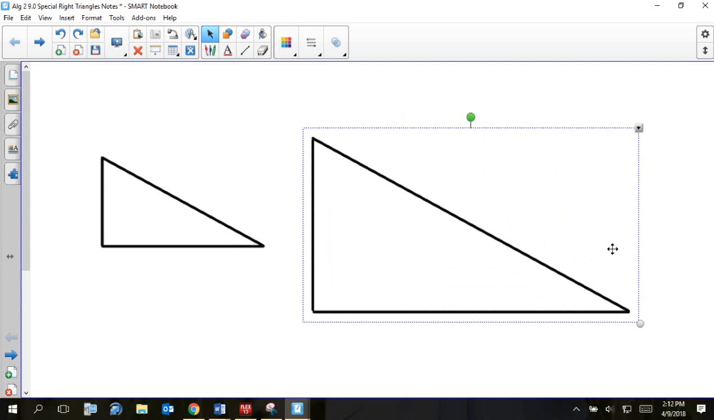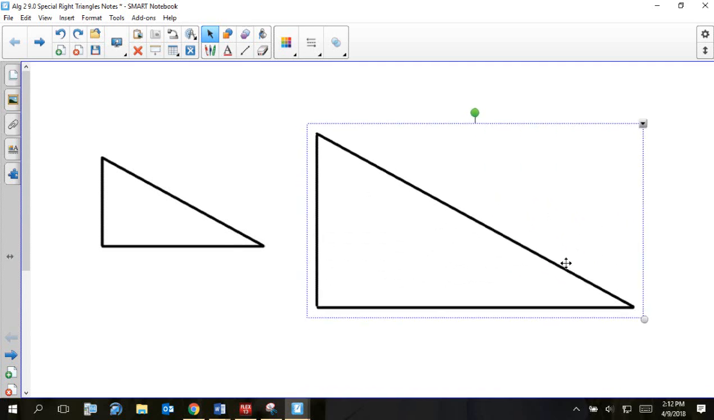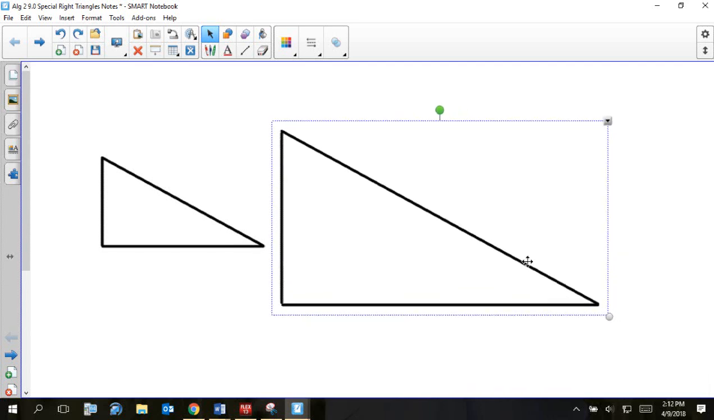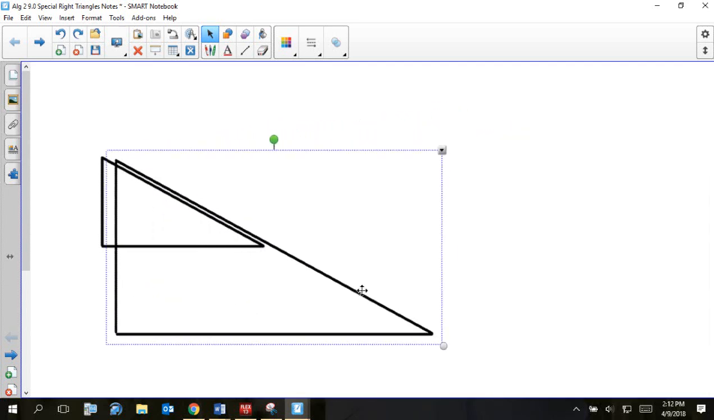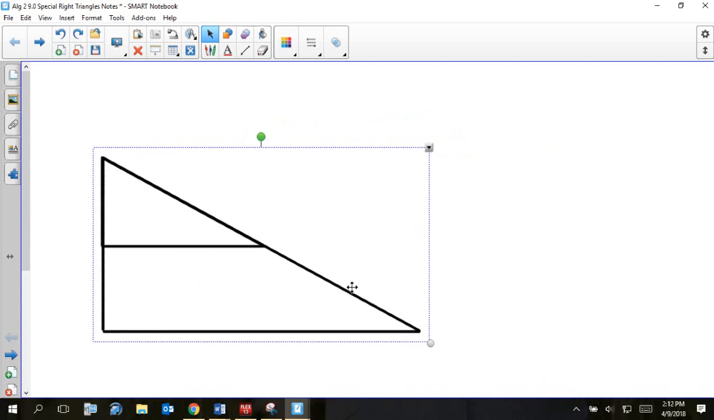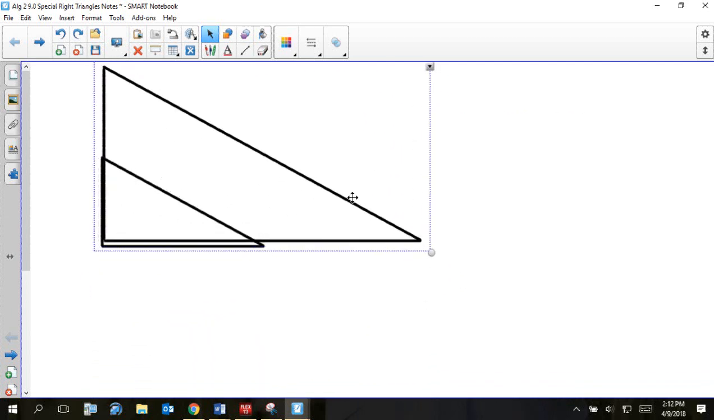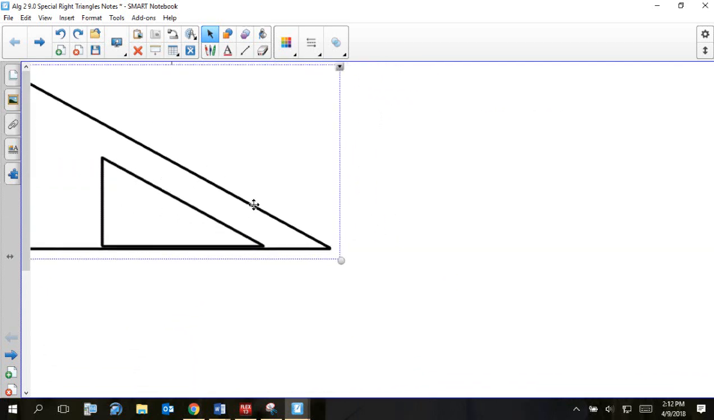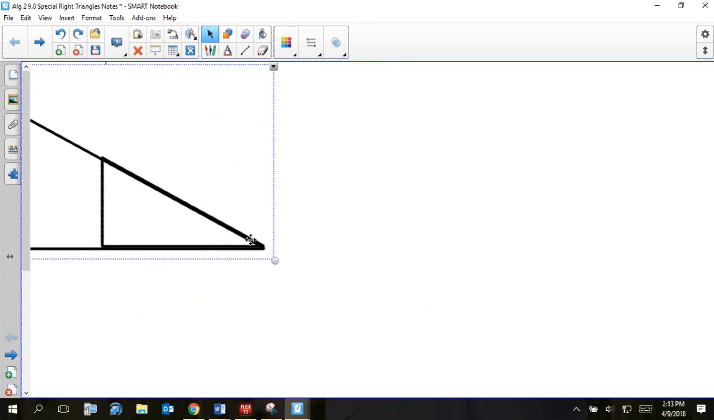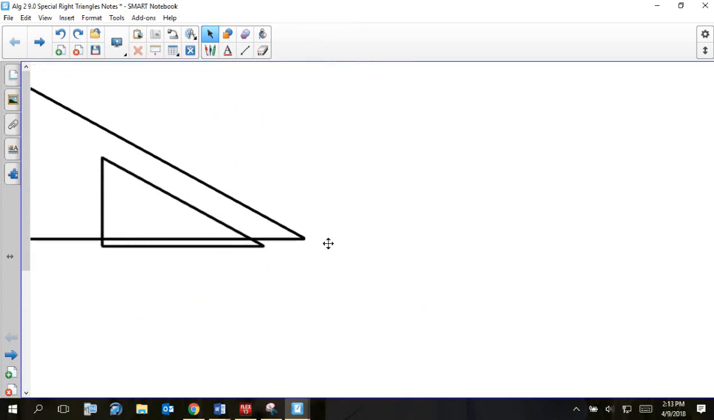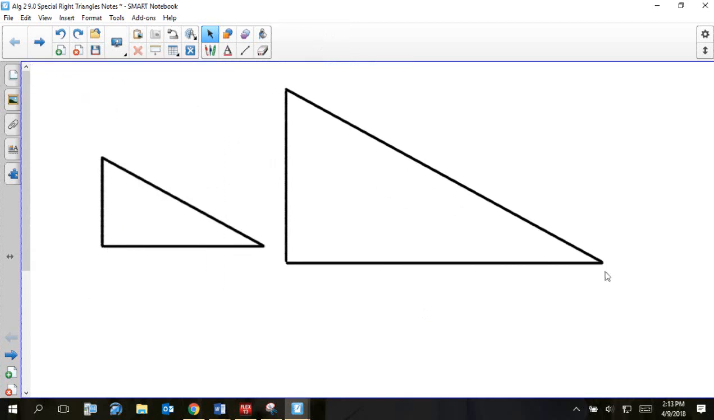Vocabulary. They're similar. What makes them similar? What is still the same? The angles. If I took this and put the angles on top of each other, that angle's going to be congruent. This angle's congruent. And that angle's congruent. So we have 3 corresponding congruent angles, and the sides are proportional to each other.